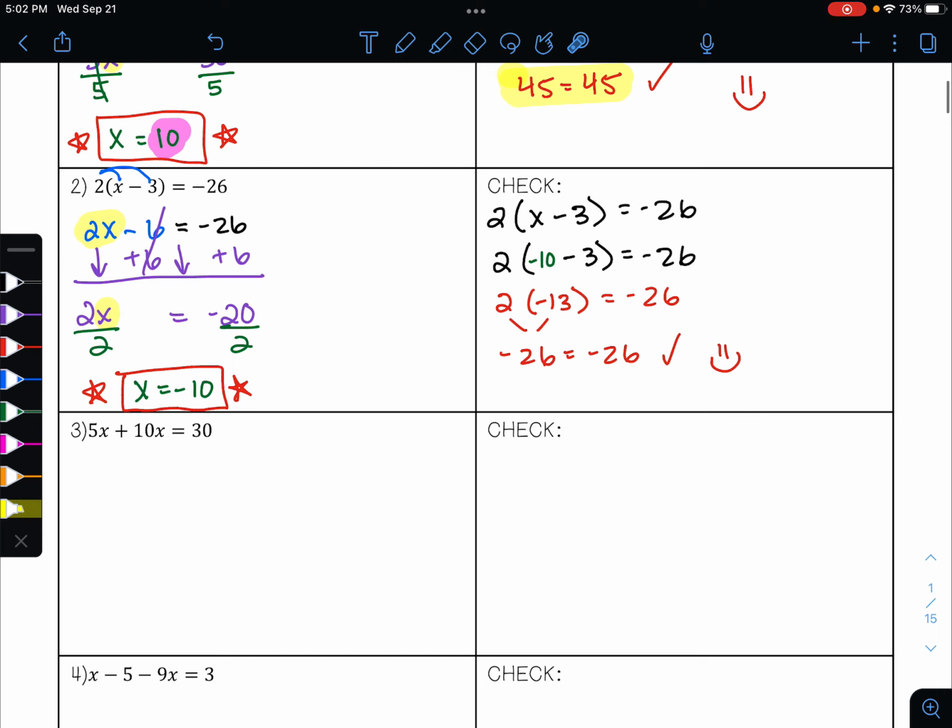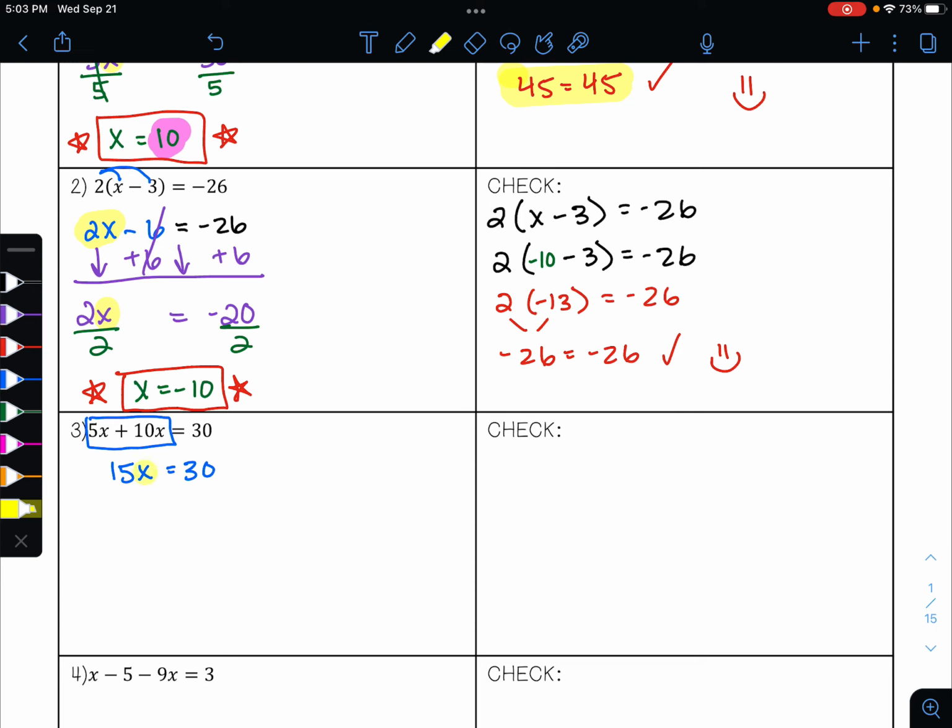Let's go ahead and look at number 3. This one's a little bit different. I don't have any parentheses, so I'm not going to be using the distributive property. When I look at this problem, I see that I have two terms that have variables. When they're on the same side of the equation, you need to combine like terms first. 5x and 10x are both like terms because they both have an x. What's 5x plus 10x? 15x. So I'm going to have 15x is equal to 30.